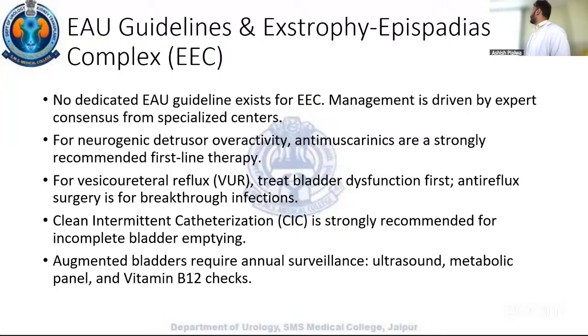Regarding EAU guidelines, there are no dedicated guidelines for the management of the exstrophy-epispadias complex. Management is mainly driven by expert consensus or the specialized center. For neurogenic detrusor overactivity, antimuscarinics are recommended. For the bladder, we have to treat the bladder dysfunction first, then do the reimplantation. CIC is strongly recommended for incomplete bladder emptying, and bladder augmentation is for selected patients. You have to do routine surveillance, which includes ultrasound, metabolic panel, and vitamin B12 checks.